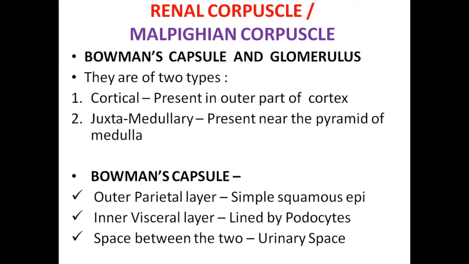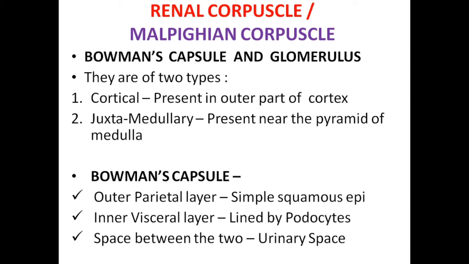Again, Bowman's capsule is made of an outer parietal layer, which is a simple squamous epithelium, and an inner visceral layer, which is formed by the cells called podocytes. Now the podocytes have got space between their foot processes. It is not a continuous lining. There is a gap present between the foot processes of the podocytes, and the space between the outer parietal layer and the inner visceral layer is called the urinary space. So that is about the Bowman's capsule.